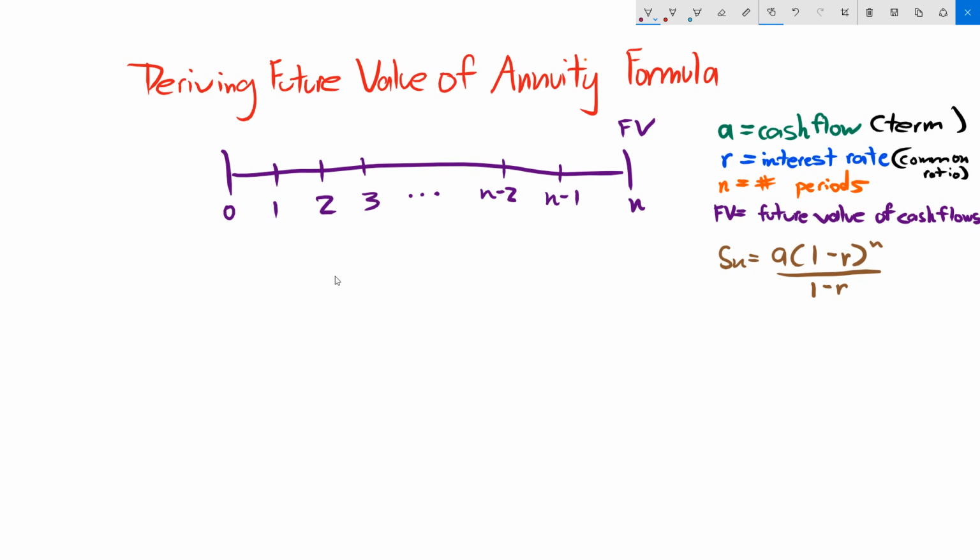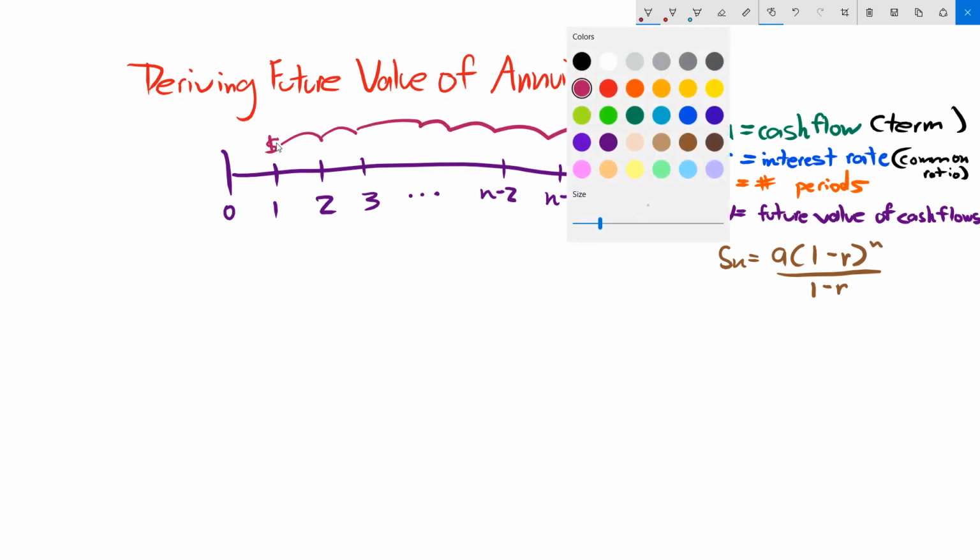So let's get started. The way to think about this is to focus on thinking that the cash flows are going to be invested in individual bank accounts. So pretend that we had a cash flow here at time 1. We received $100 or whatever, and we're going to put this money into a savings account, and that's going to earn interest in year 1 to year 2, and it's going to earn interest from year 2 to 3, and so on until we get to our final date at the very end when the annuity is over.